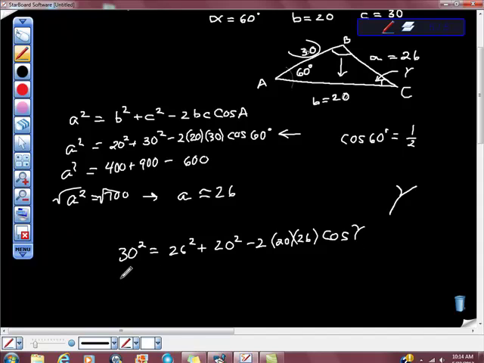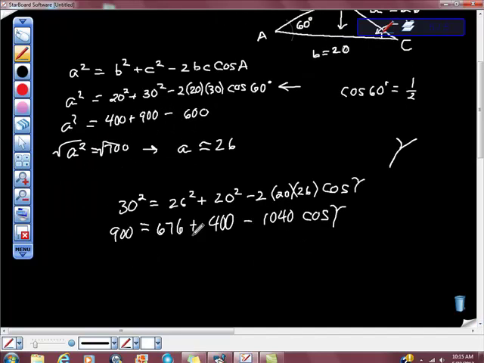So I'm going to do my math here. This is 900. 26 squared is 676 plus 400 minus, if you do this multiplication, this is calculator math, just so I have it set, is cosine gamma.